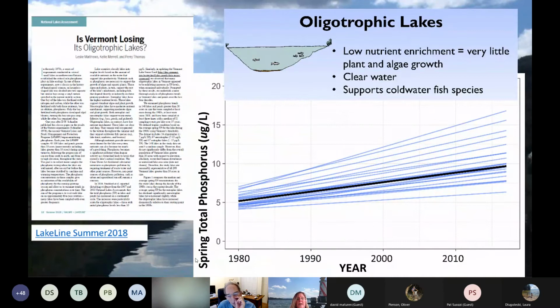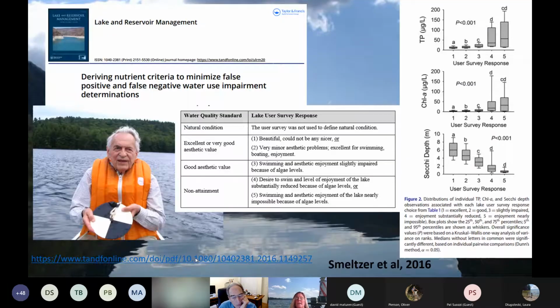But the maintain aspect of the Clean Water Act has taken a back seat to the restore part. And we are seeing the toll that focusing so much of our attention on our highest nutrient lakes has taken on our oligotrophic lakes at the state, regional, and national levels. So what tools are available?